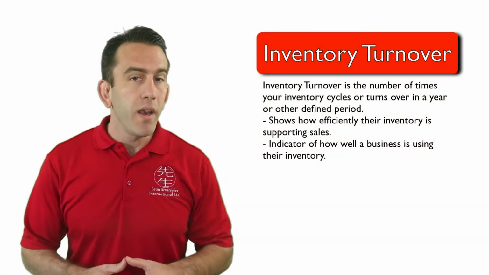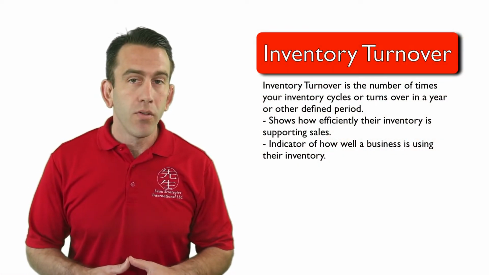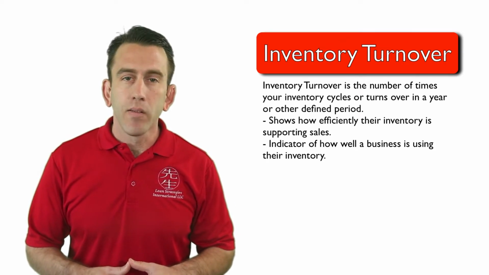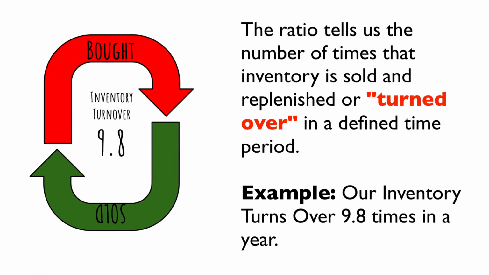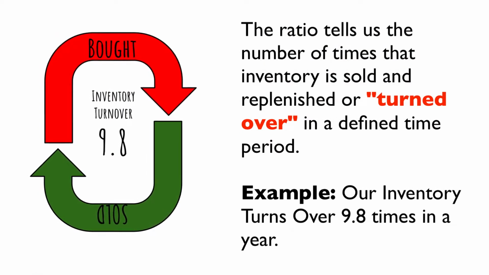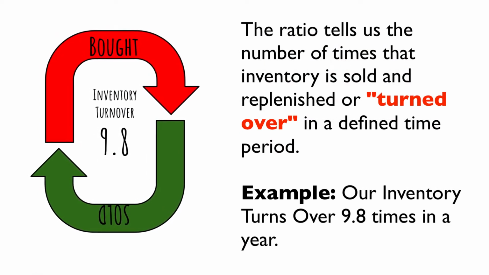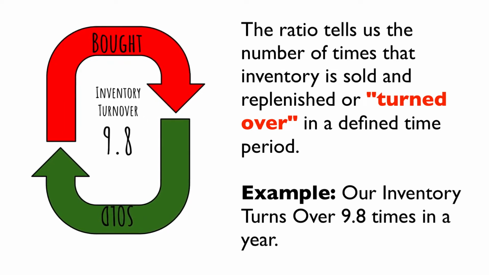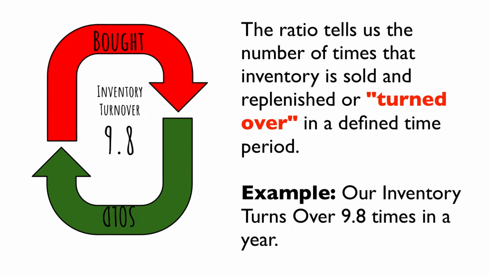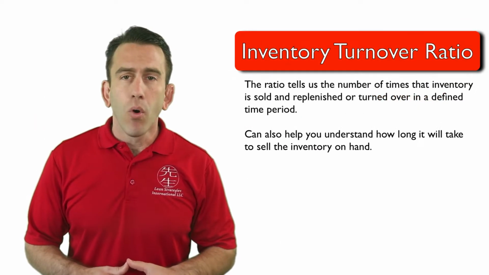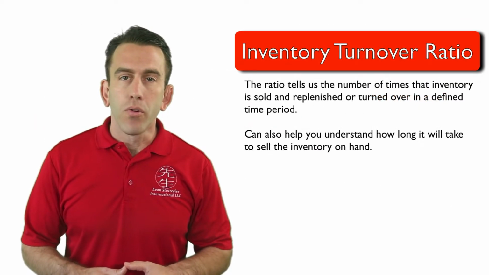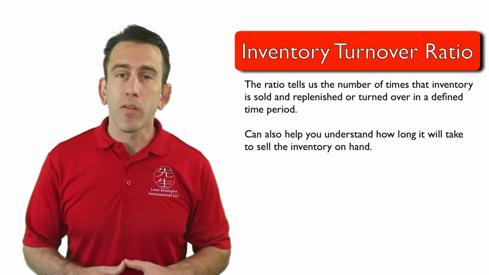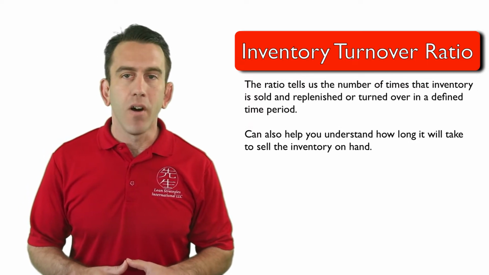Now that we know what inventory turnover is, let's break down the ratio and understand what it means. Put very simply, the ratio tells us the number of times the inventory is sold and replenished or turned over in a defined period of time. With this in mind, many organizations also use the ratio to help them understand how long it will take to sell the inventory they have on hand.